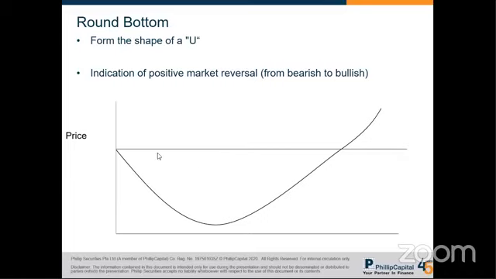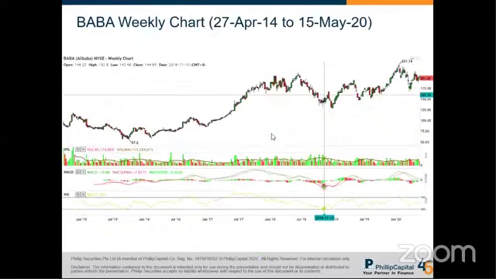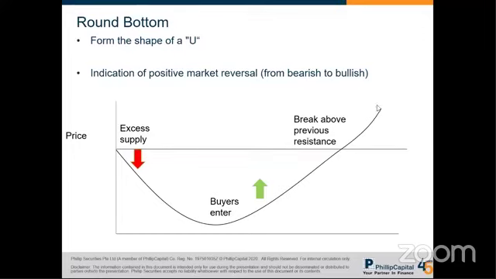So this is the price. Let's say it's a downward trend, bearish. Bearish means there are a lot of sellers trying to sell. When it reaches the bottom, we start to see buyers come in. Then when it breaks above the previous resistance, the price continues to move upward. So this is how it shows a reversal.